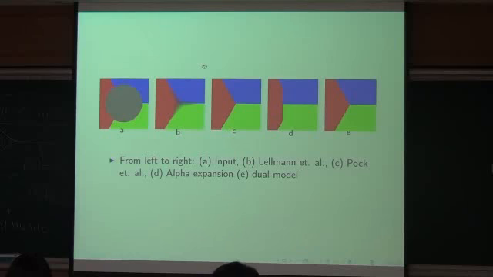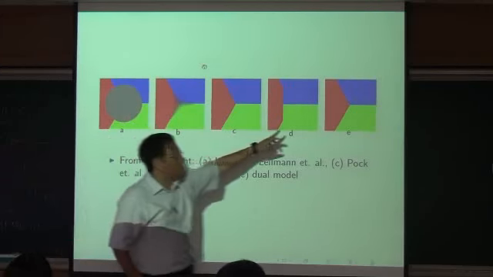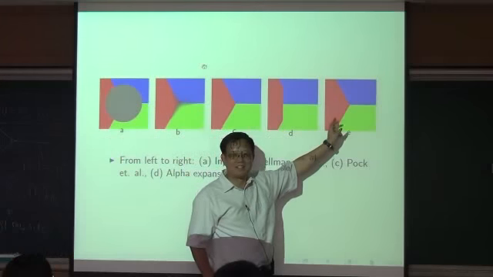Just test whether you get a global minimizer or not. If it is a global minimizer, it must be 120 degrees. It must be a triple junction. But even so, this problem is easier because this is the global minimizer. There's a unique global minimizer.